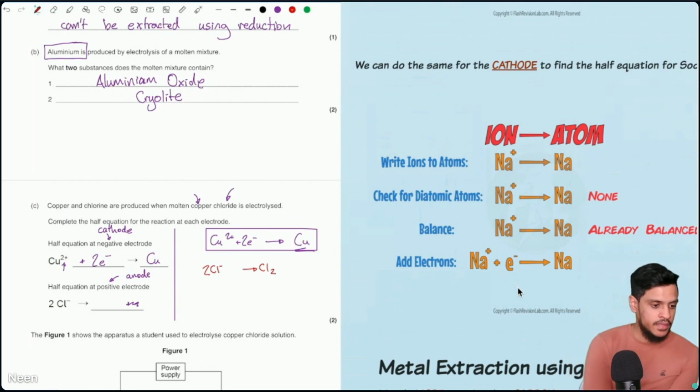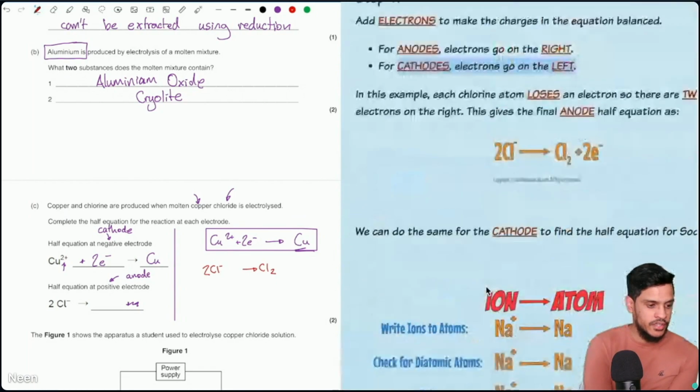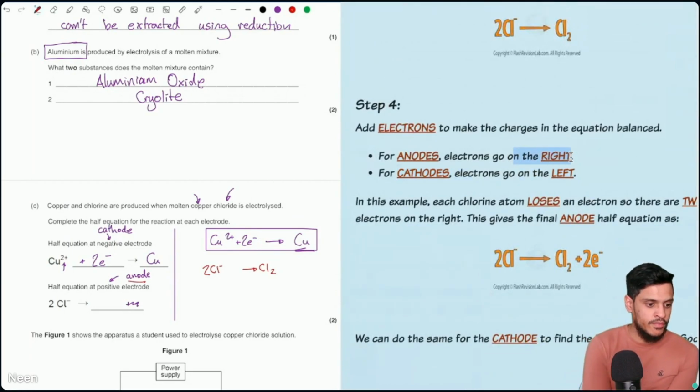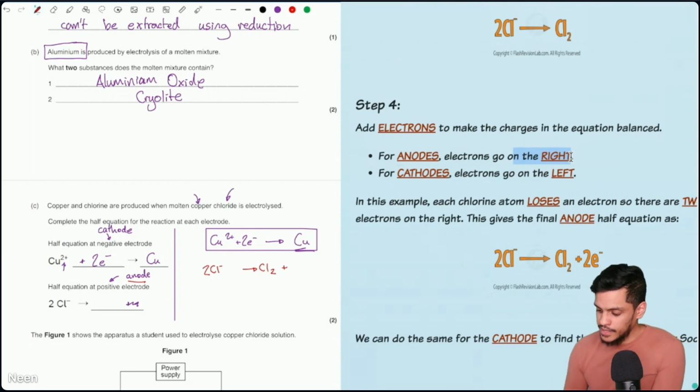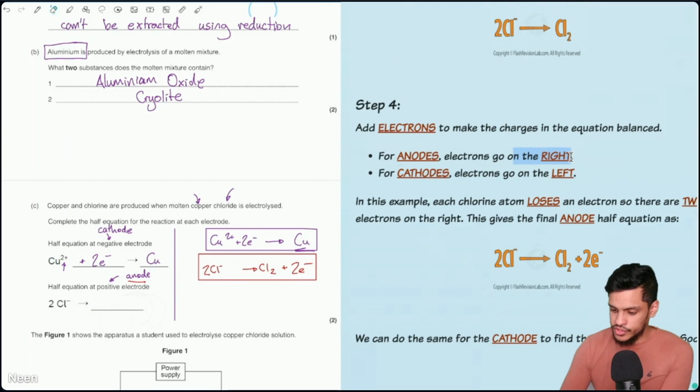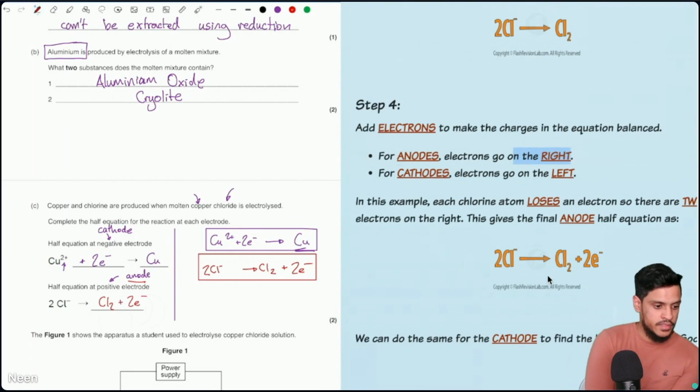Now, final step, add electrons. We need to put electrons on the correct side. This time we're doing the anode. For anodes, electrons go on the right, so it's going to be on this side here. Make sure you add the correct number of electrons. There are 2 chlorines, and each chlorine is losing 1 electron. So in total, we've got 2e minus here. So that's how to write a half equation from scratch. The answer here would be Cl2 plus 2e minus.